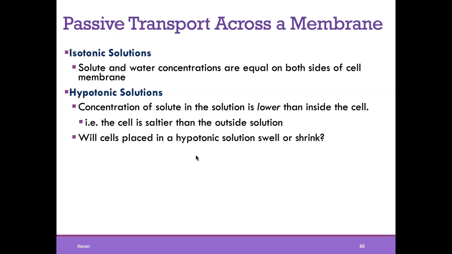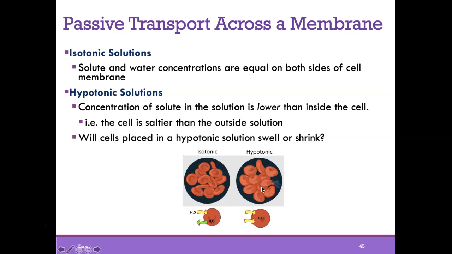So think about this for a second. Will cells placed in a hypotonic solution swell? Will they grow? Or will they shrivel and shrink up? So pause here and answer. Right, so cells in a hypotonic solution will swell, because the inside of the cell is saltier than the solution. So the water on the outside is going to want to balance all of that salt inside of the cell. So in a hypotonic solution, water will go inside of the cell, and the cell will swell up and possibly burst open. In an isotonic solution, water is entering the cell and leaving at an equal rate. So it's balancing the right shape.